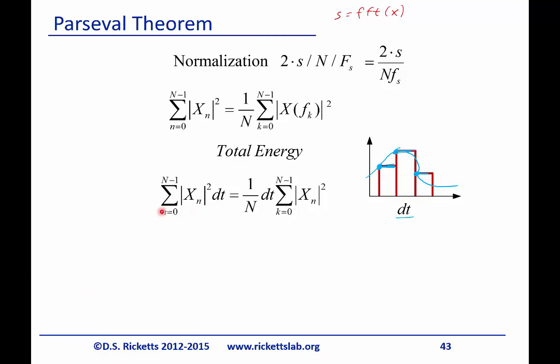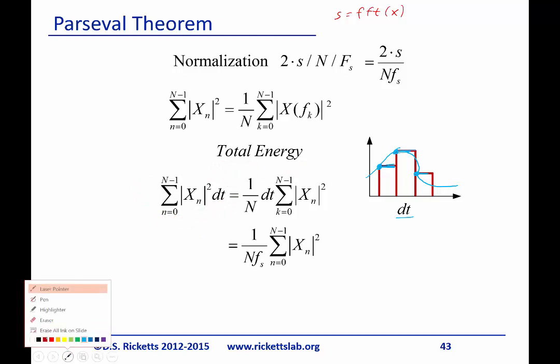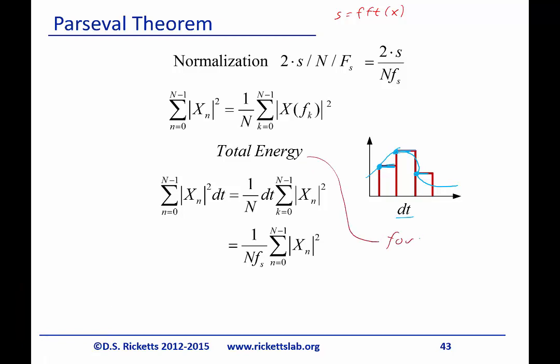And then mathematically, if we multiply the left side by dt, we're just going to multiply the right side by dt. And we can simplify this a little bit if we note that dt is simply 1 over Fs. And so we end up with the total energy over here is the sum of the coefficients scaled by N times Fs, which is equal to the sum of the coefficients times dt, which is the total energy of our system. Now, I should just make a quick note here that this total energy is for the time sampled.